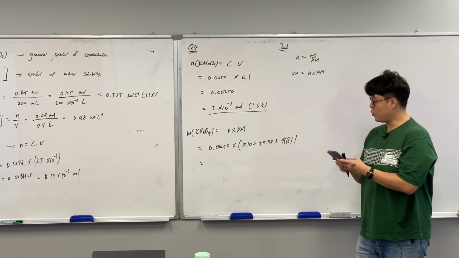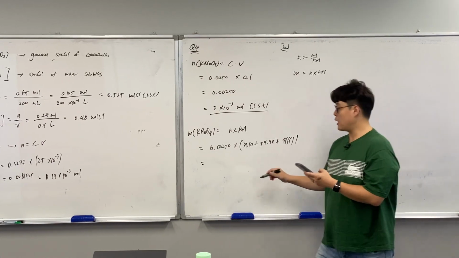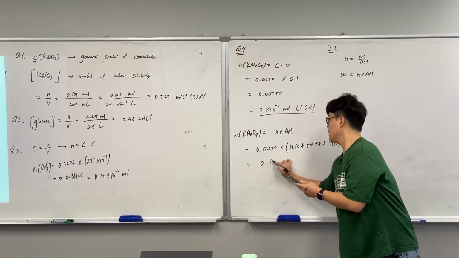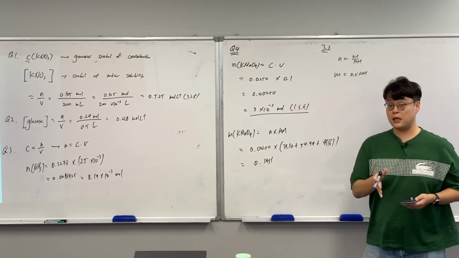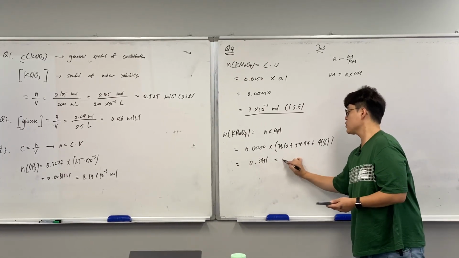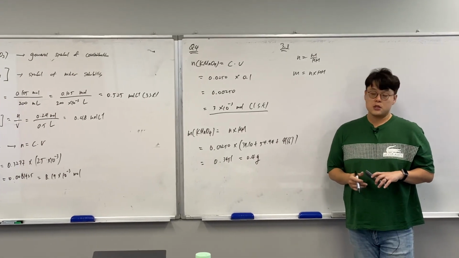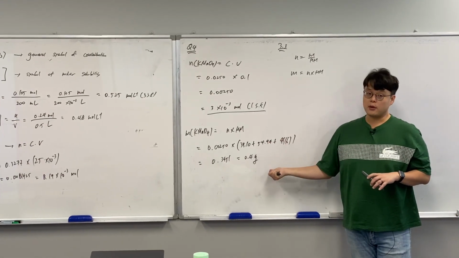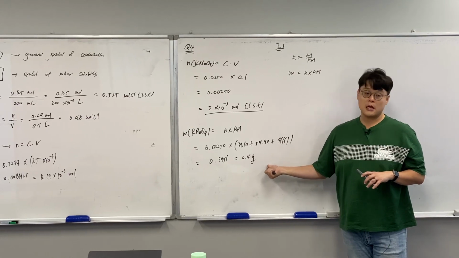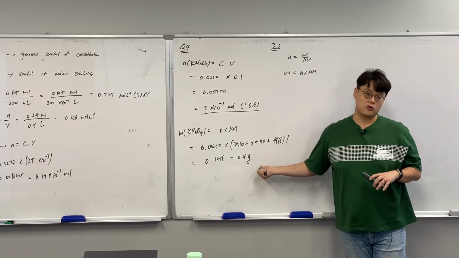That times 0.00250. You'll get 0.3951. This again in 1 sig fig is 0.4 grams. In other words, in that solution, we have 0.4 grams of the potassium permanganate in the given concentration too.